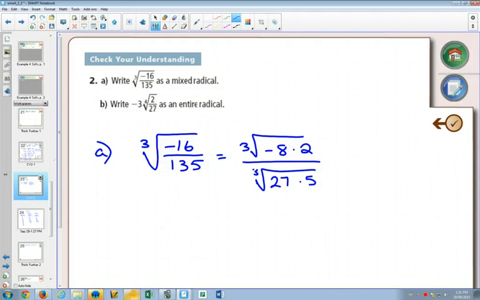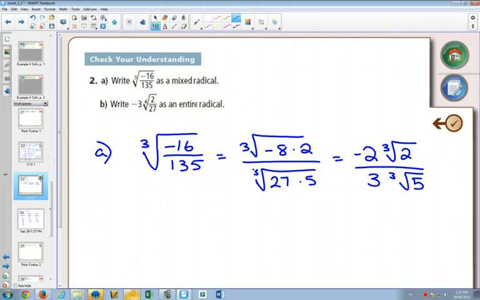So what we're looking for when we're changing something to a mixed radical, we're looking for those perfect cubes or perfect squares that we can pull out. Because what is the cube root of negative 8? Negative 2. And you would be left with a cube root of 2 inside. What is the cube root of 27? 3. And you'd be left with the cube root of 5 inside.